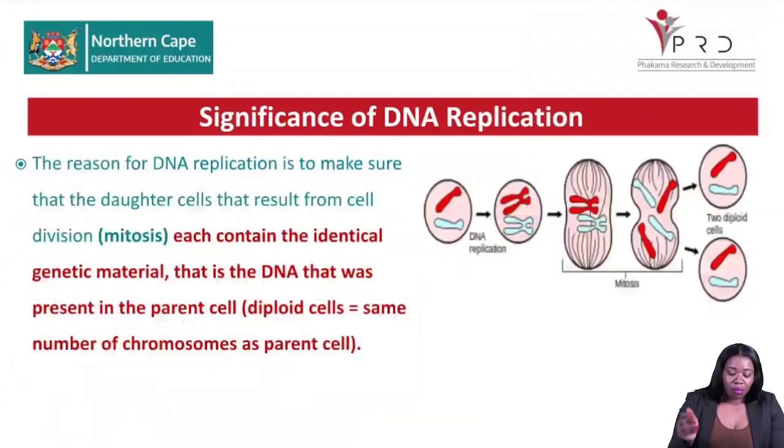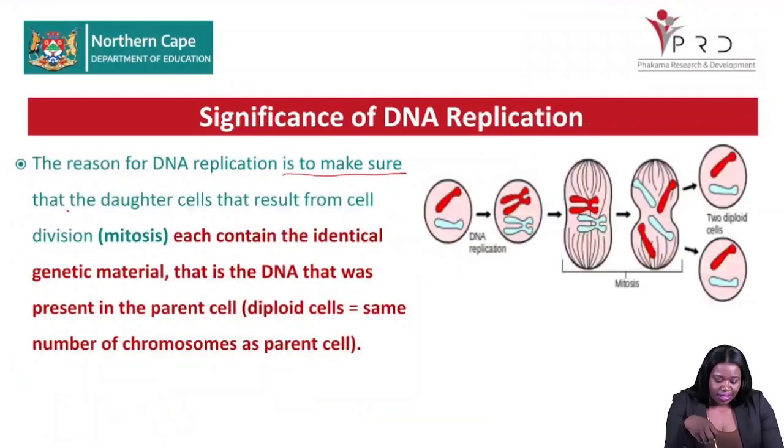So why is it important? It is important because it makes sure that the daughter cells that result from mitosis each contain identical genetic material. So remember, during mitosis, we end up with two cells that are exactly the same, right? So for these two cells to be exactly the same, especially if they're only made up from one cell, it means that from that one cell, there should be enough material to be divided amongst the new cells and the old cell, right? Because the genetic material has to be the same.